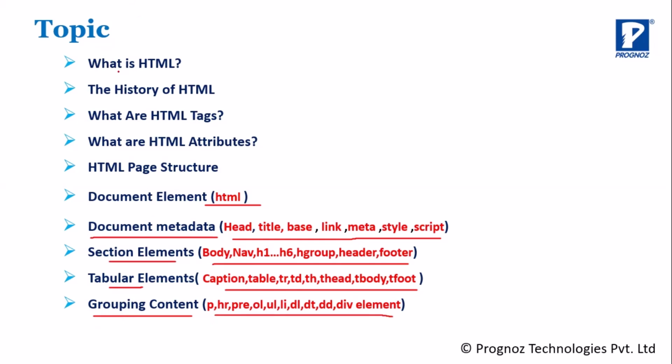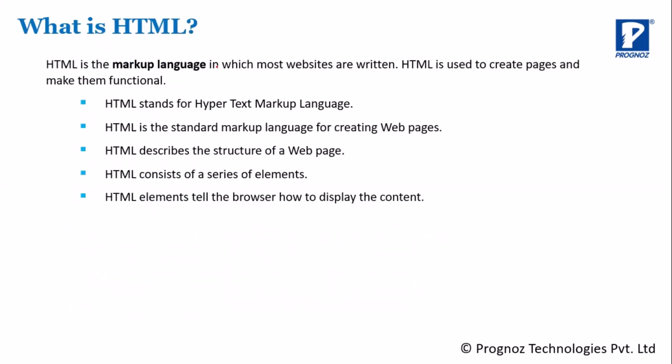Now first of all we need to talk about what HTML is. HTML stands for Hypertext Markup Language. Simply put, it is used to design web pages. If you want to design any web page, you have to use the HTML language. HTML is called a markup language, and most websites are written in it. HTML is used to create pages. Any web page that you want to create with certain functionalities, we use HTML.